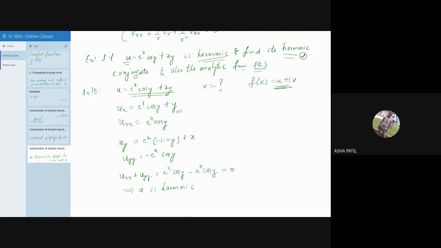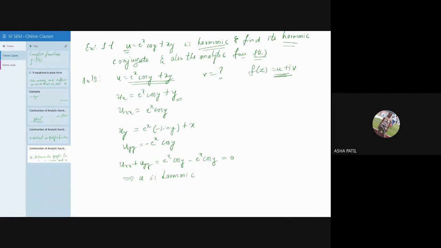This is quite lengthy. I think time is up. Shall I continue or shall we stop here? Because it is quite a lengthy example, we still need to find v and again the analytic function. I need at least 5 to 8 minutes. Shall I continue or do you need a break? Shall we stop? We'll stop, ma'am.